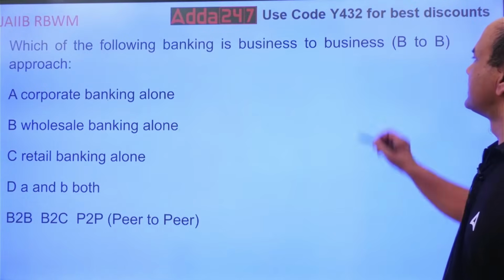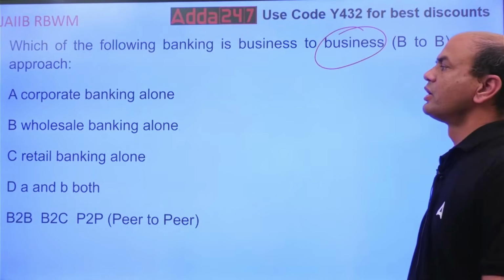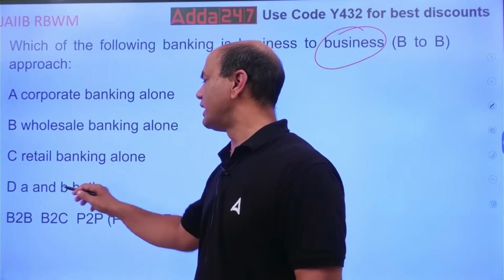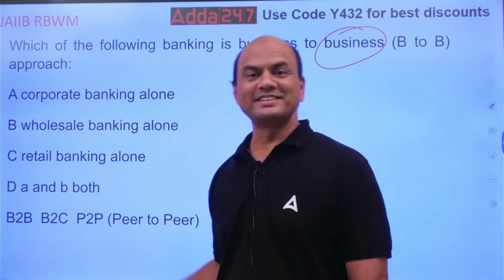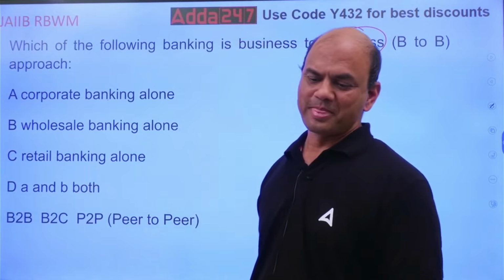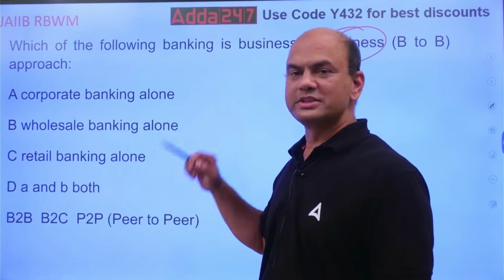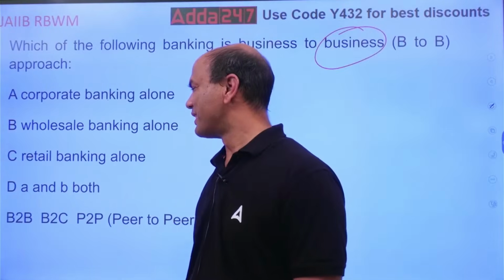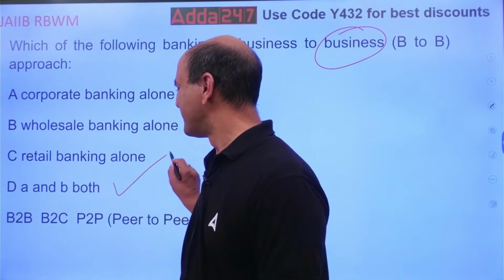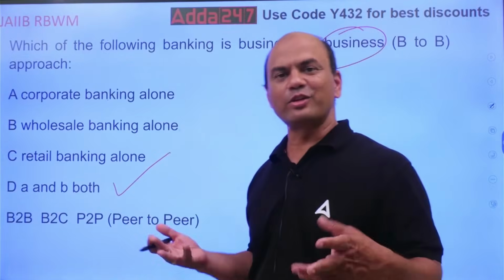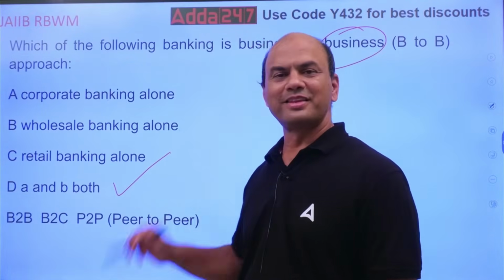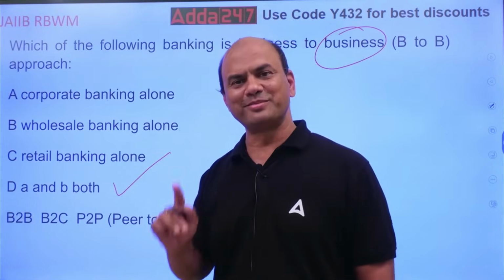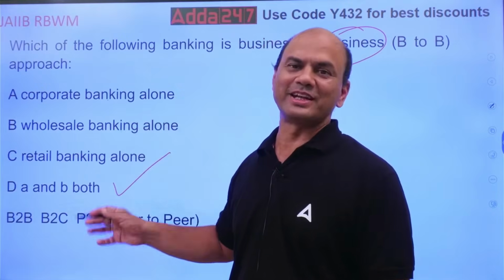Business to business, this is B2B. Which of them is B2B? Corporate banking alone, wholesale banking alone, retail banking alone, A and B both. This is really confusing now. Is it corporate banking alone or wholesale banking alone? A and B both. Actually, they are not both. Okay, they are only one. Wholesale banking and corporate banking are same. Only two names are given, that's why it's given A and B.